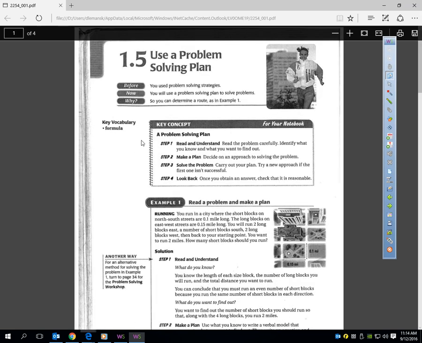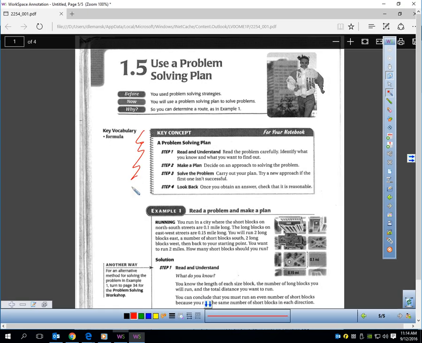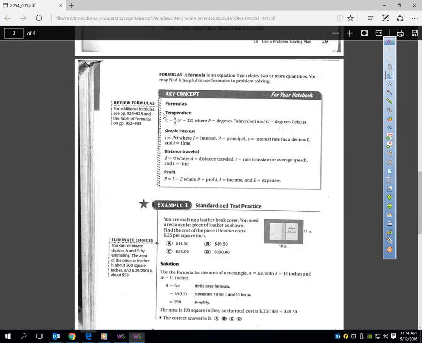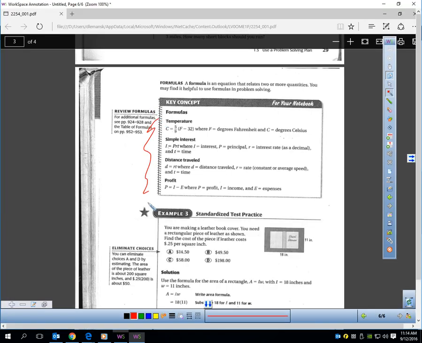You know, this will probably be on my audit here, the problem-solving plan. That's something we should know right here. And then the second thing that I would definitely ask on the audit is, what are the formulas I covered? You should be able to quickly jot down these formulas on an audit.